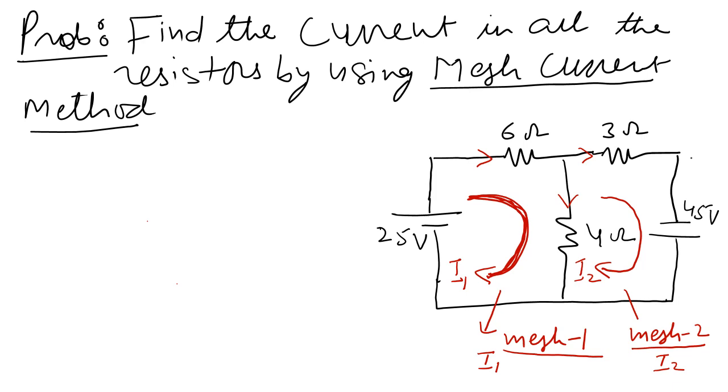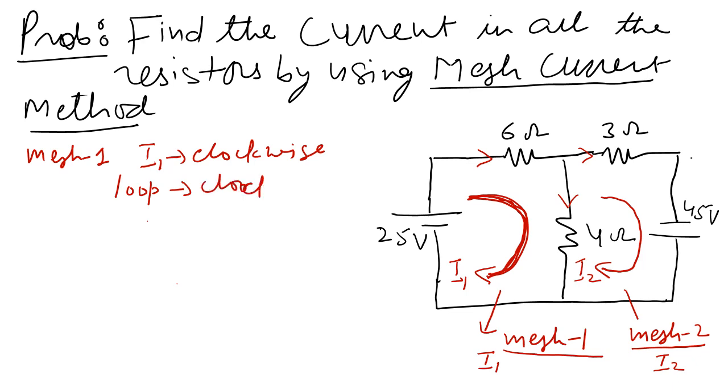Now in mesh 1, I1 is clockwise, it is moving clockwise, and the loop is also moving clockwise. The direction of the loop is clockwise. So both the directions are clockwise. Now we have to apply the KVL rule in mesh 1.